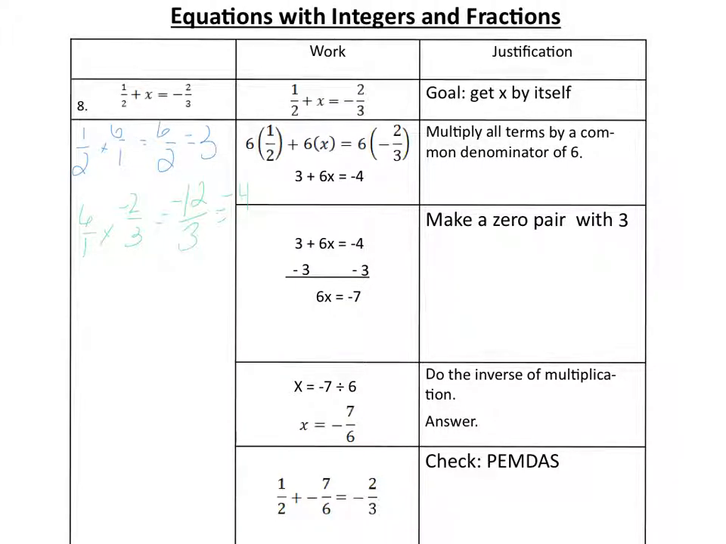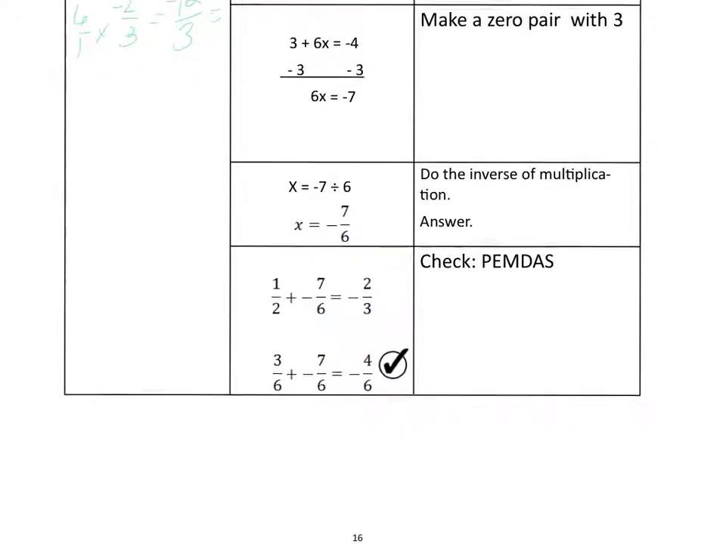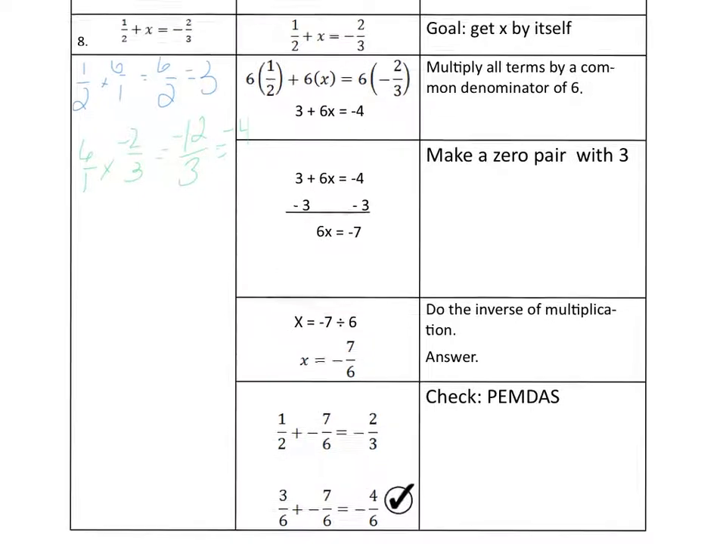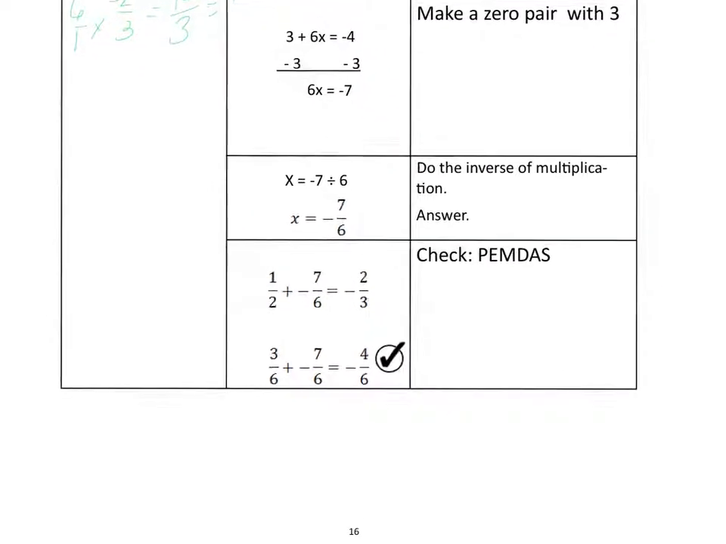Since 6x means 6 times x, we do the inverse of multiplication, which is division, and then we get our answer and we check it using order of operations. Since it was a two-step equation, we knew we had to have two operations to check it. My suggestion is to always go back to the original equation. So even though we cleared the denominators and got a two-step equation, go back to that original equation of 1/2 plus x equals negative 2/3. Get your common denominators, solve it, and then check it.